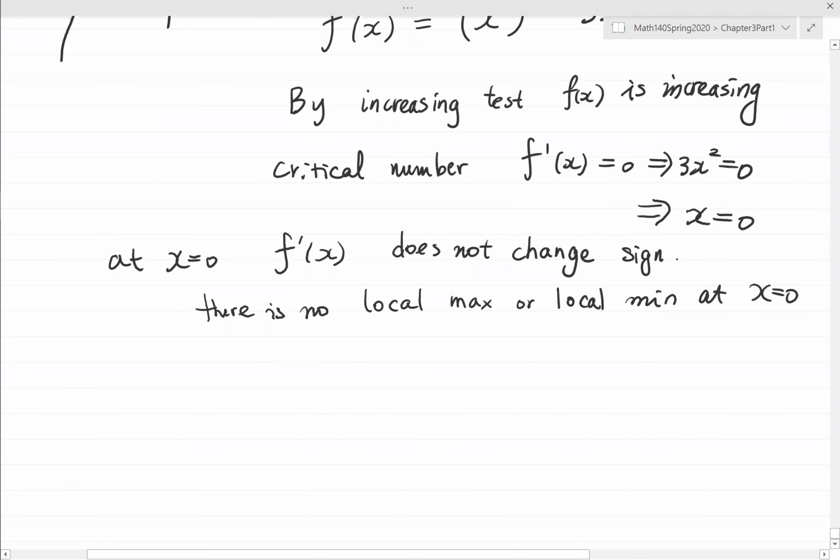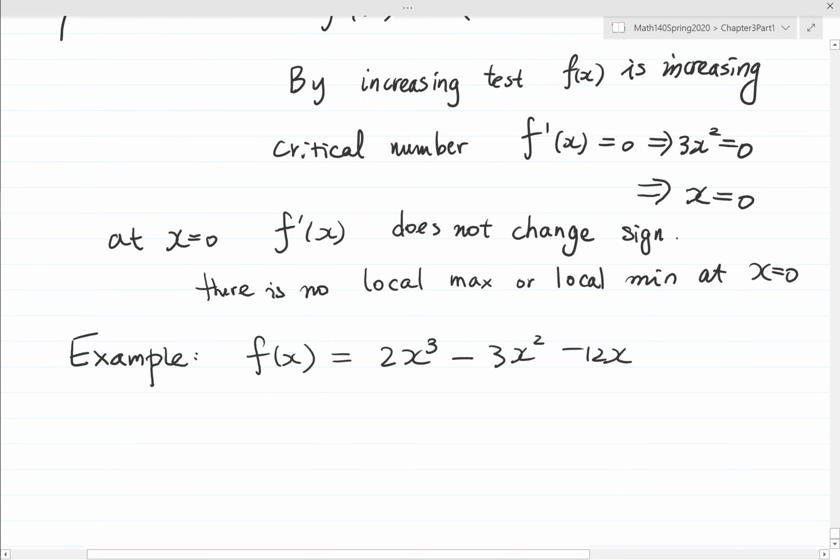Let's see more examples. Suppose f(x) is 2x cubed minus 3x squared minus 12x. Find the intervals of increase or decrease.